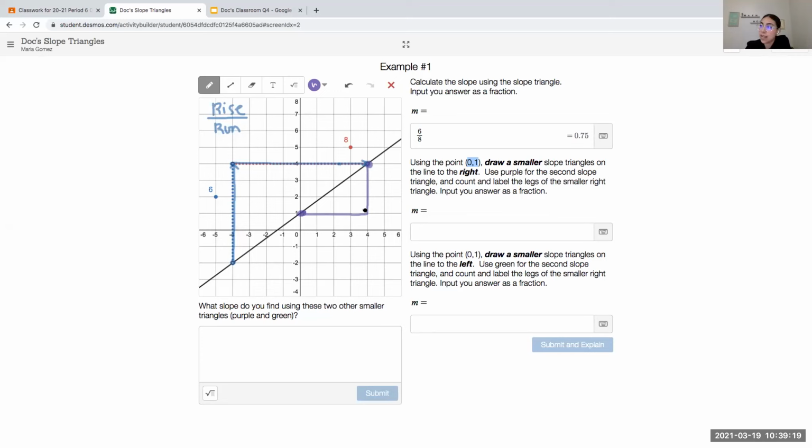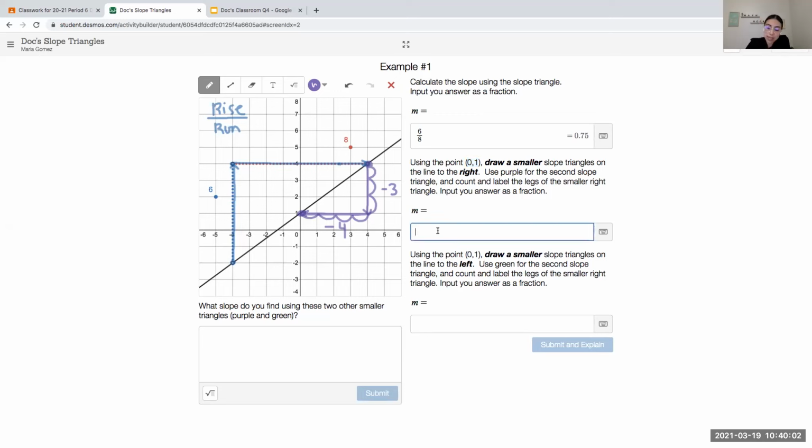So notice I went down 3 and I went to the left 4. And you can count it this way, 1, 2, 3. That was 3 down, -3. And I'm going to go 1, 2, 3, 4 to the right. So that's a -4. Think of your directions. If you're going down, that's a negative number. If you're going left, that is a negative number. Drawing a triangle with legs is going to help you find that slope.